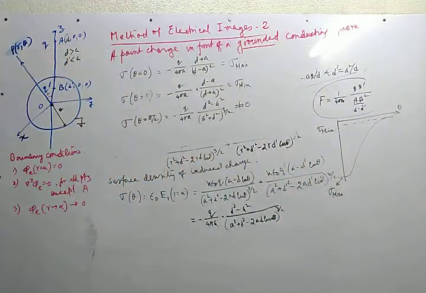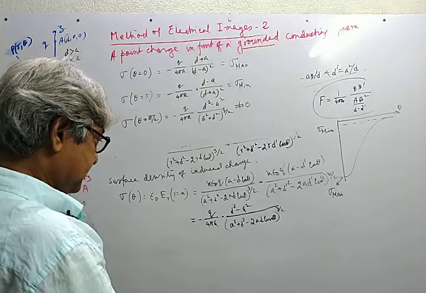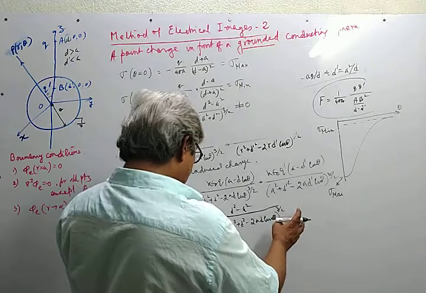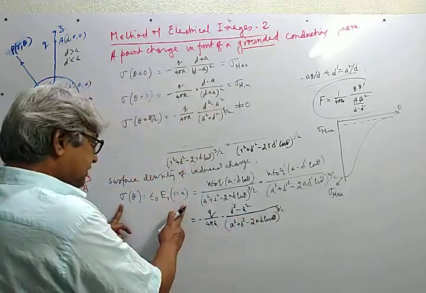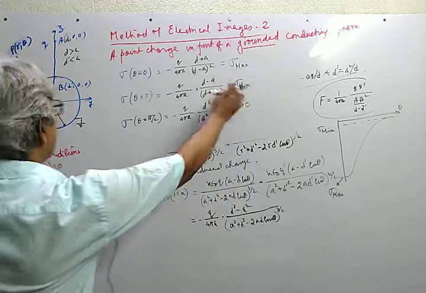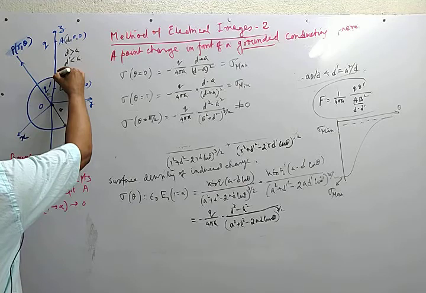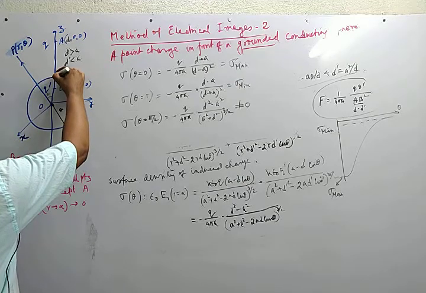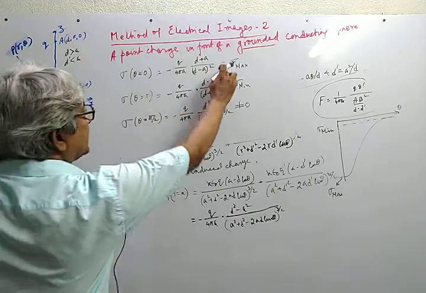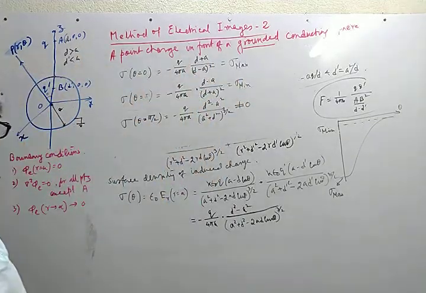If we want to calculate the total charge, then we have to integrate this charge density over the surface of a sphere. At the beginning we stated that the induced charge density must be maximum here because this point is nearer to this. The results do corroborate with what we promised at the beginning.